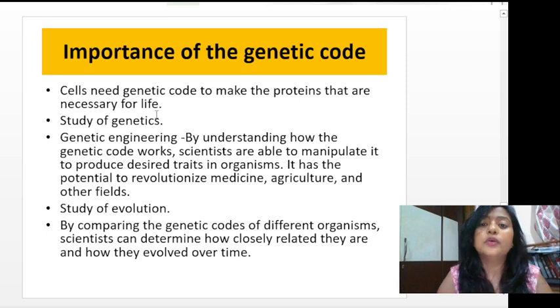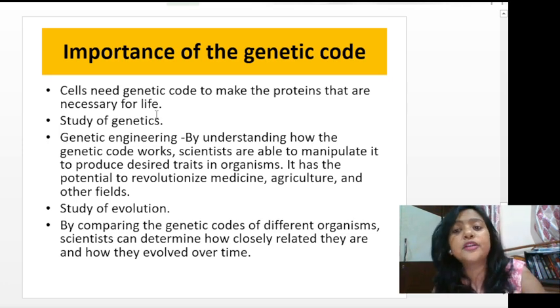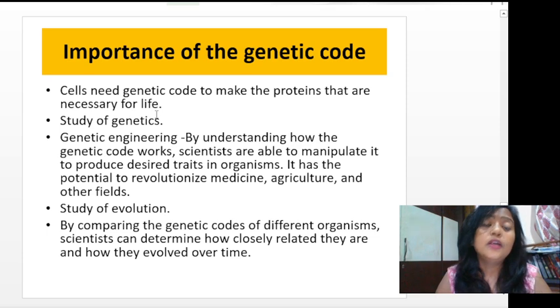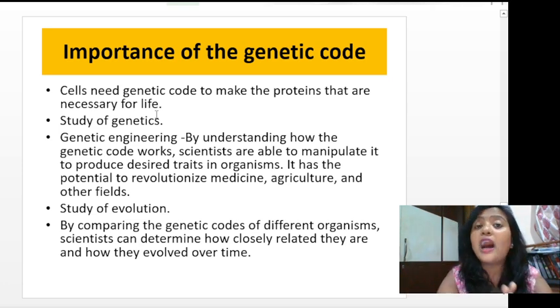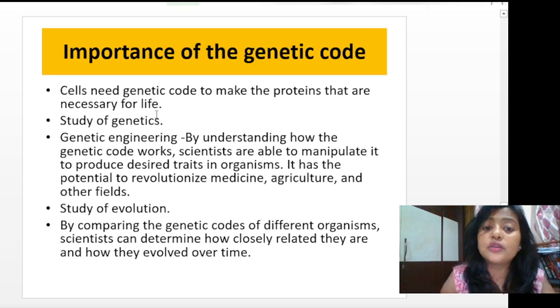Now, the importance of the genetic code. Why is it important? We know that proteins are very important and necessary for life. So our cells need this genetic code, the set of rules to form the correct proteins that are important for our life. Also, we need the genetic code to study genetics. Even for genetic engineering, we need to learn how this genetic code works, and once we know, scientists can manipulate it to form desired traits in an organism.